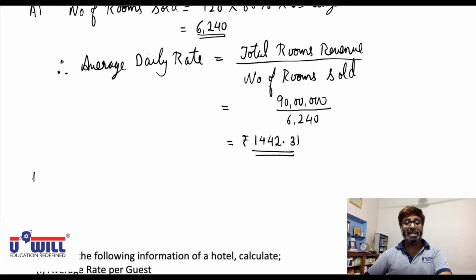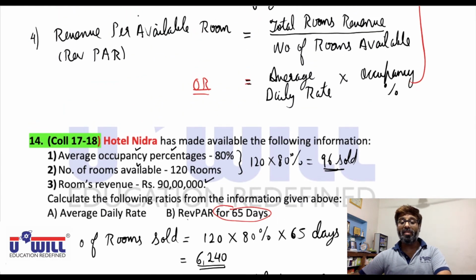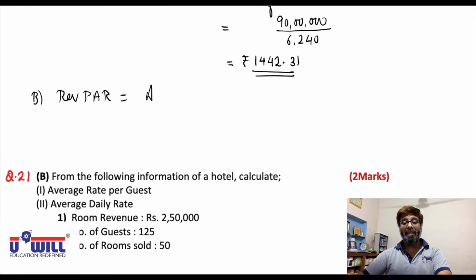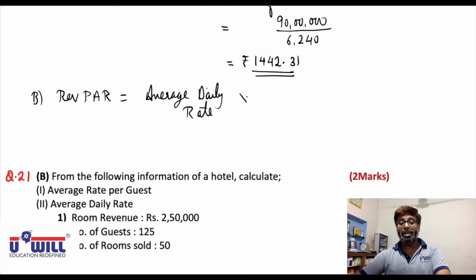And second, what is asked is revenue per available room. Since we know average daily rate, we will apply the second formula. I told you if average daily rate is available, then apply the second formula, and percentage occupancy is also available. So we will apply the second formula. Average daily rate multiplied by percentage occupancy.